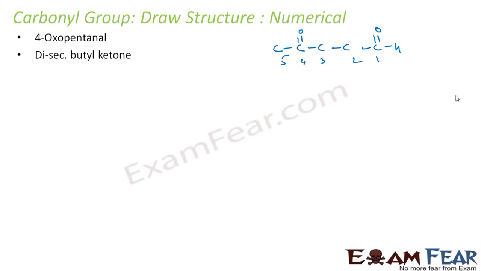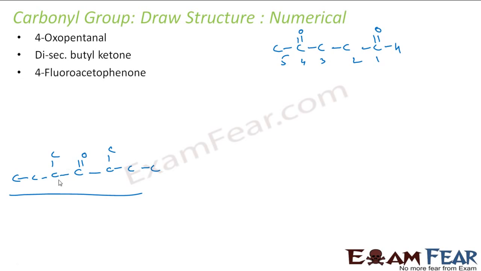Di-sec-butyl ketone. That means this is a common name, it is a ketone, and on 2 sides have sec-butyl. Sec-butyl is something like this. So this is my structure. It's my ketone, di-sec-butyl. Then I have 4-fluoroacetophenone. So my acetophenone is this. And 4-fluoro, this is 1, 2, 3, 4. This is my fluoro. So 4-fluoroacetophenone will look like this.